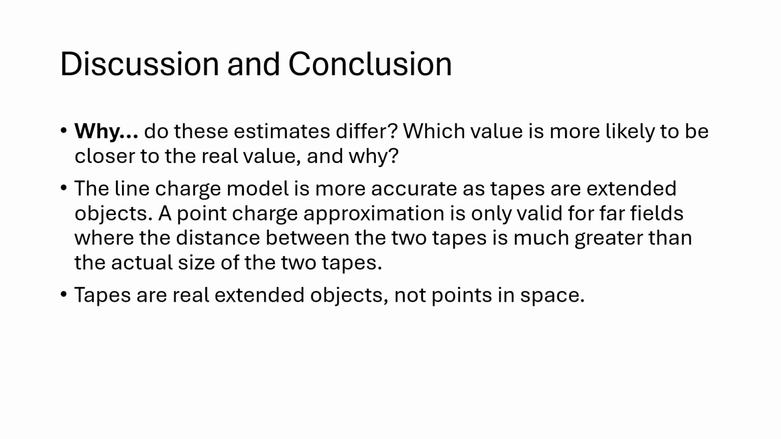These estimates differ because a line charge model is more accurate than a point charge model. This is because a point charge model is only valid for a far field approximation, where the distance between the two tapes is much greater than the actual size of the two tapes. Additionally, tapes are real extended objects, not just points in space.